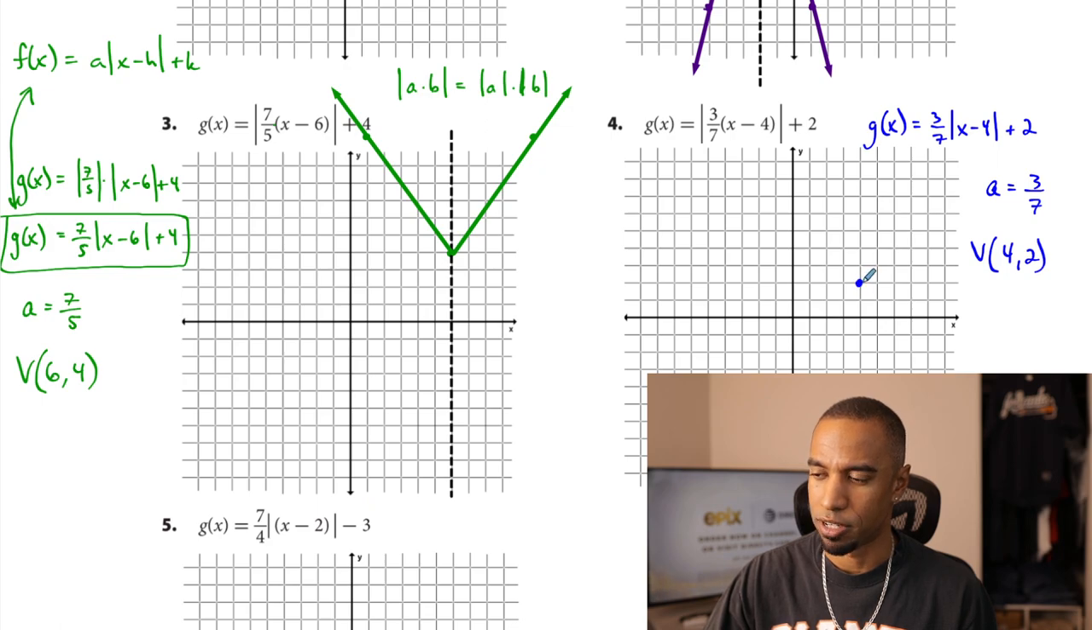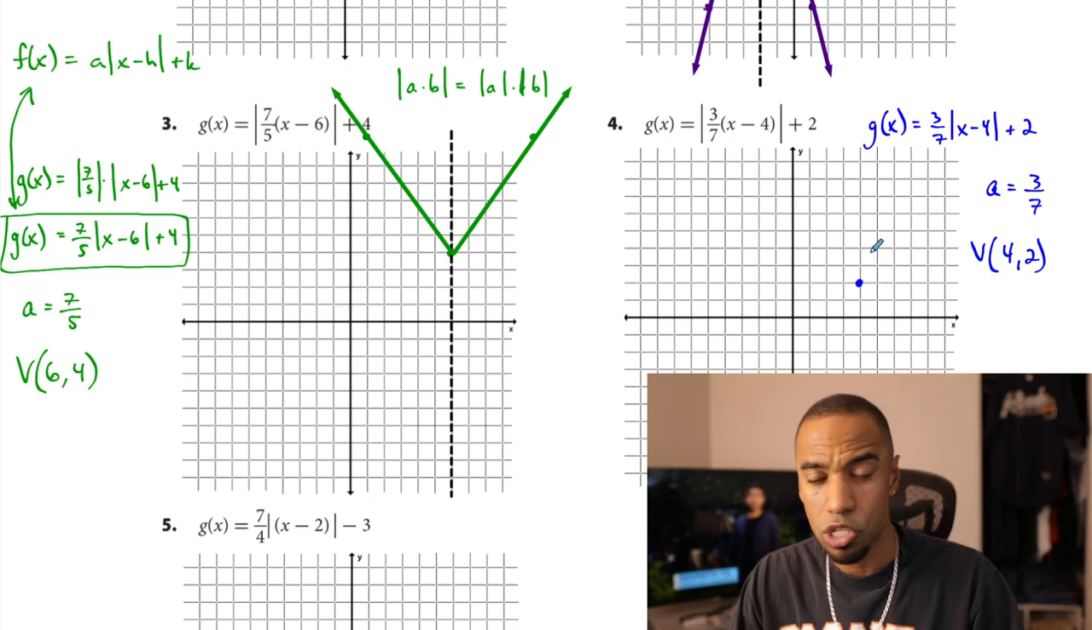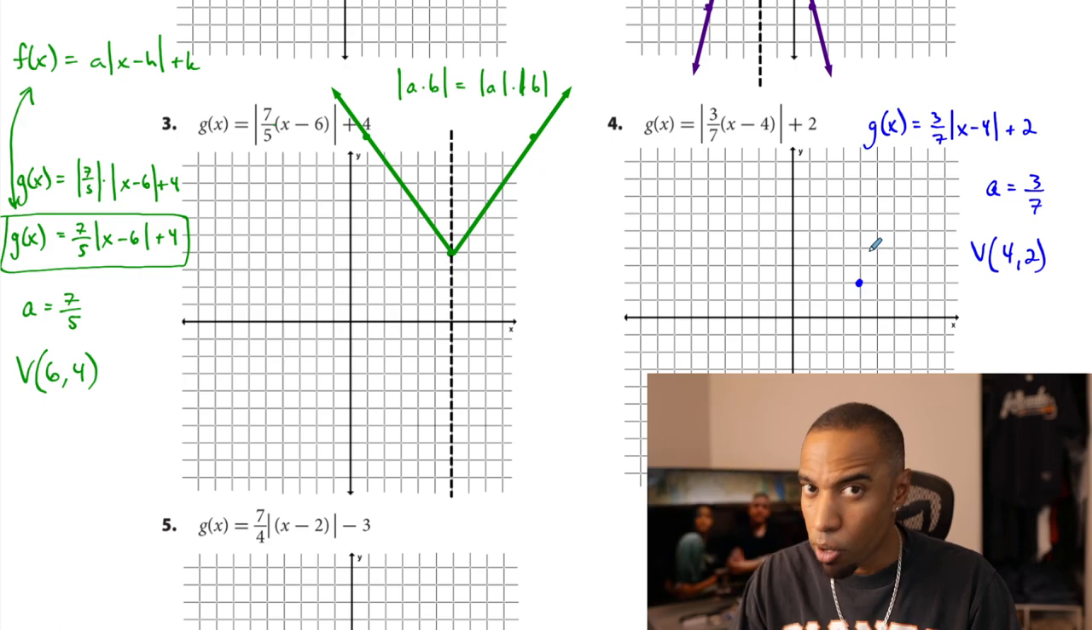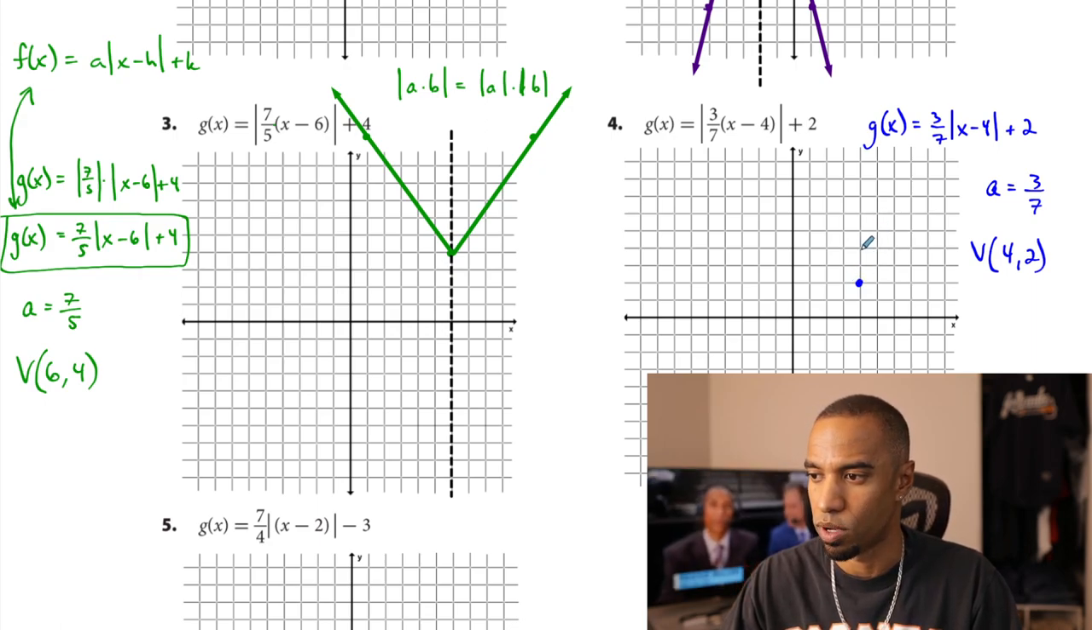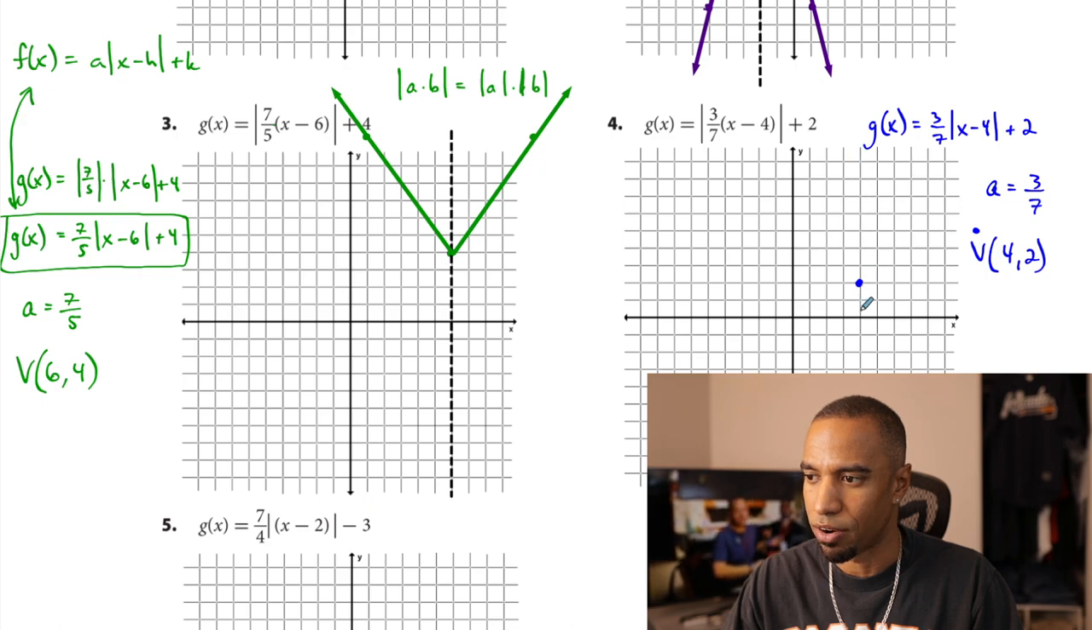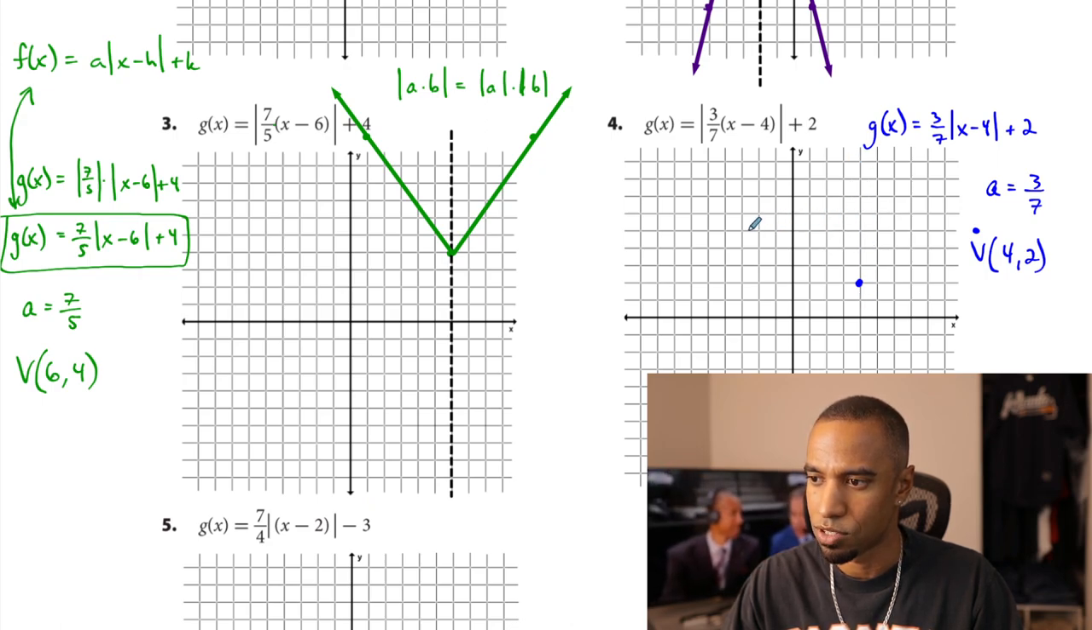1, 2, 3, 4, 1, 2. There's my vertex. We are going to rise 3, run 7 in both directions. But first, let's rise 3. 1, 2, 3. And then go 1, 2, 3, 4, 5, 6, off the grid, 7. I hope that's all right. And then back to my axis of symmetry right here. I didn't draw the line, but let's go 7 this way. 1, 2, 3, 4, 5, 6, 7.